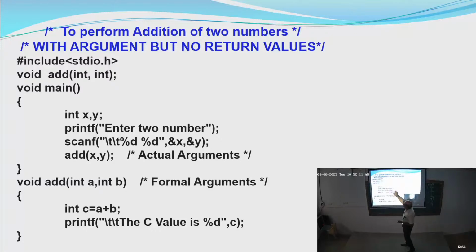So this is with the argument but no return type. Here these are the arguments. We have arguments but there is no return type. This is the second type. The first type is no argument, no return type, and the second type is with argument but no return value. Are you able to get it? Any doubt?